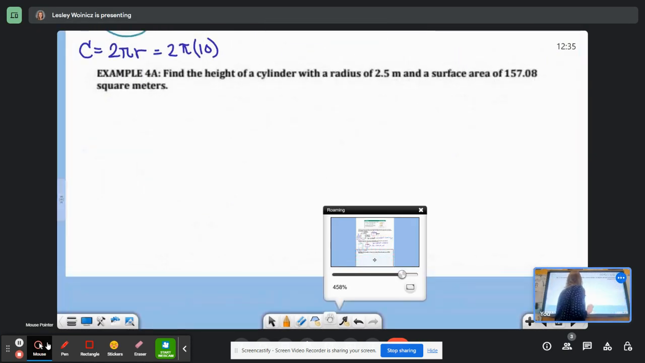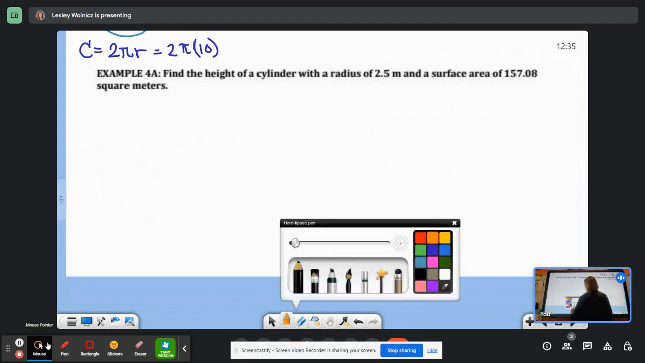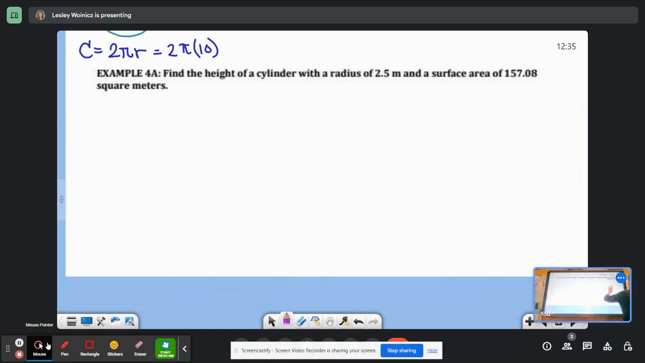All right, so we've got to find the height of a cylinder with a radius of 2.5 meters and a surface area of 157.08 square meters. So this time we're not finding the area, we're using the area and a radius to find the height. So let's think about what we know. Well, the radius is 2.5.